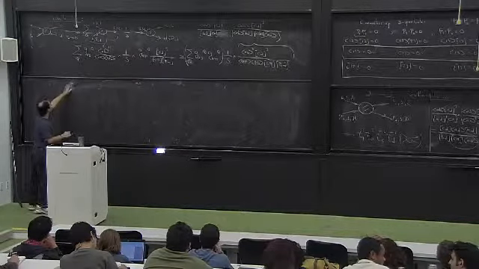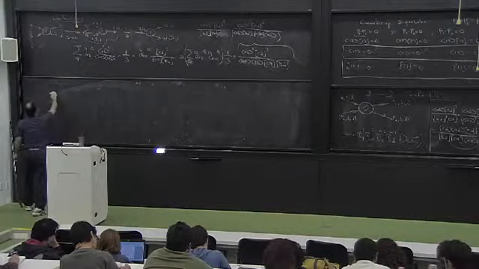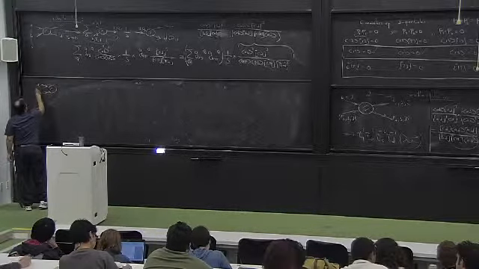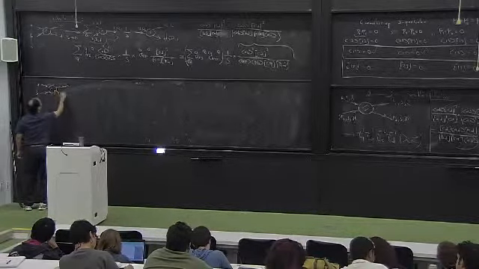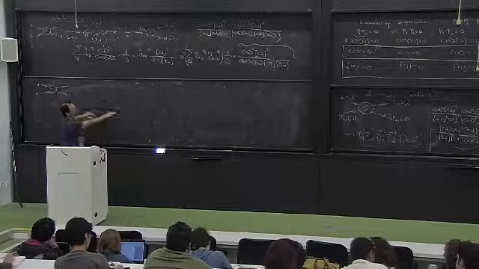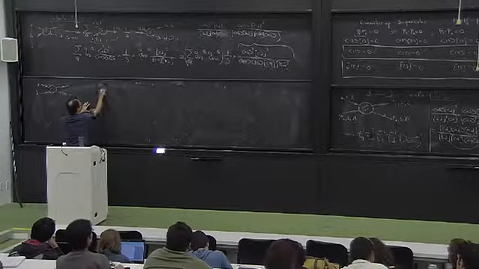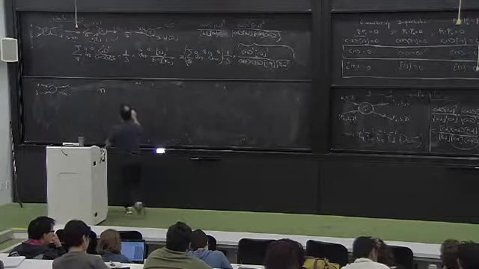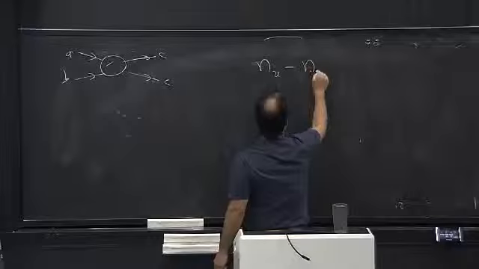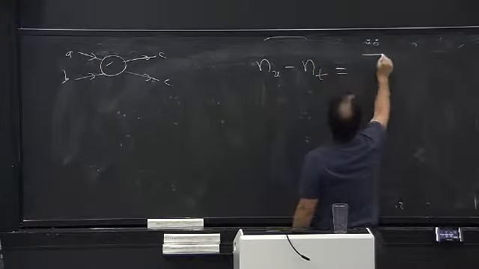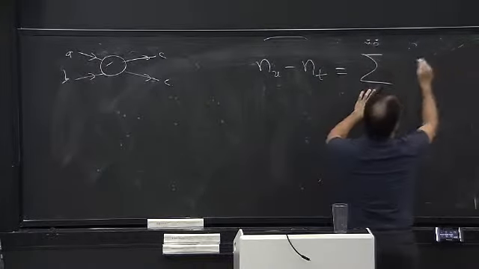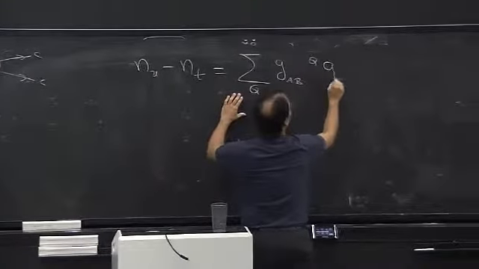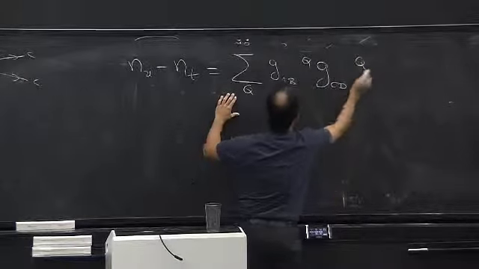So our conclusion from studying the unitarity of AB going to CD was that what we call NU minus NT has to be equal to the sum over Q of AB Q G CD Q. Okay.